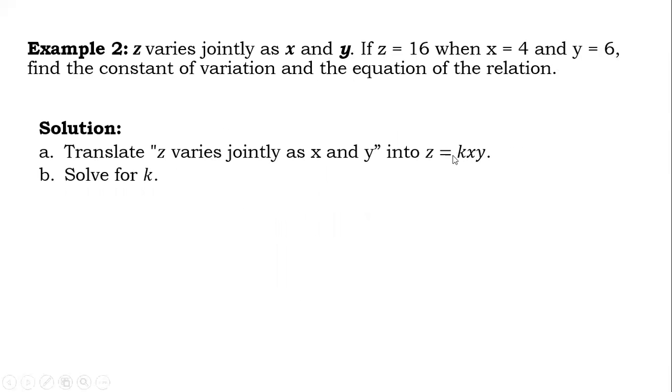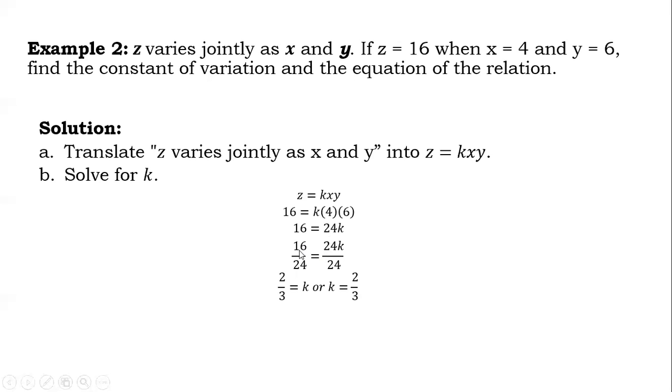To solve for k using this equation, z is equal to k times x times y. Simply substitute the given values. The value of z is 16, equal to k times the value of x, which is 4, times the value of y, which is 6. Now multiply the values of x and y: 4 times 6 is 24, so 24k is equal to 16. Also divide both sides by 24 to get the value of k.